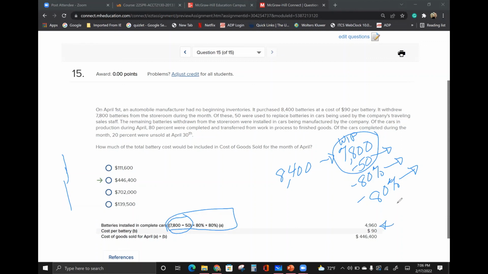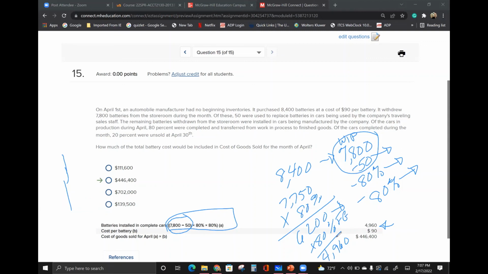So let's just work it out so you can see the numbers. It might be a little easier. So 7,800 minus the 50, we have 7,750 times 80% that we complete. So 6,200 moves out to my finished goods. Now, in my finished goods, it tells me that I have 20% left. So 80% was sold, so I'm going to do times 80%. So that's where the 4,960 comes from. Okay, does that make sense?